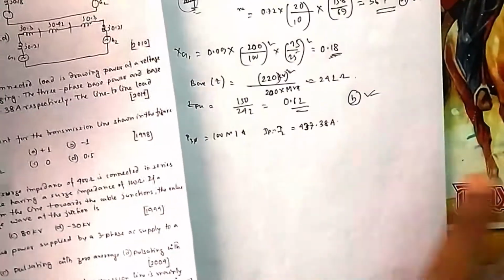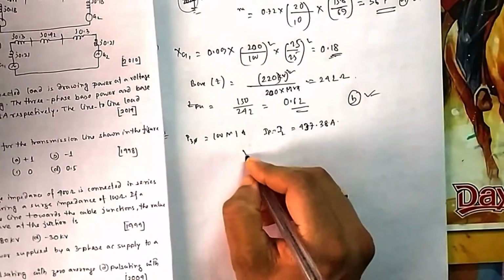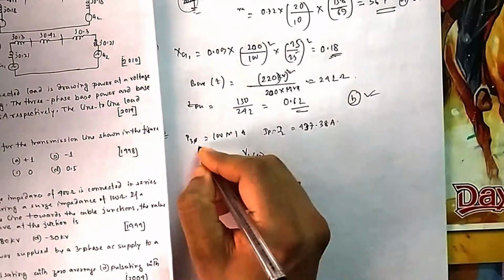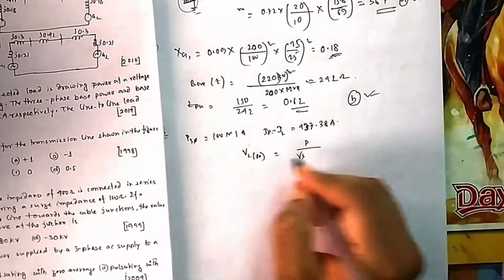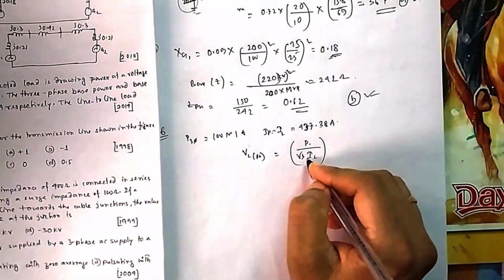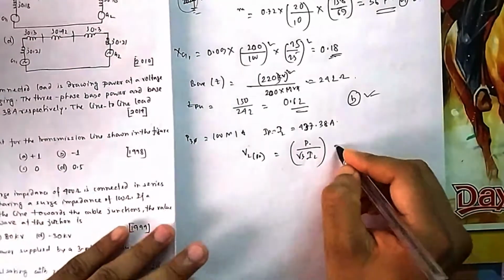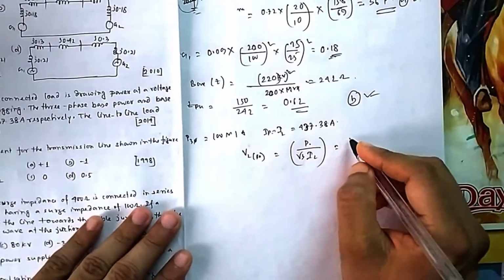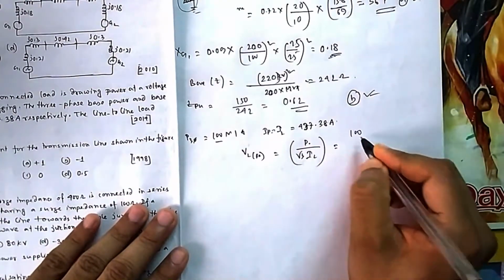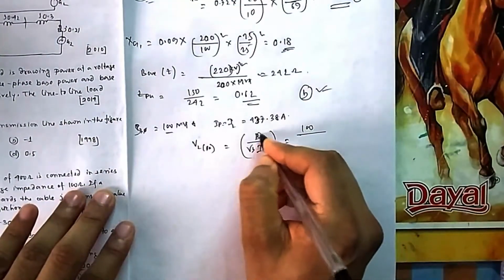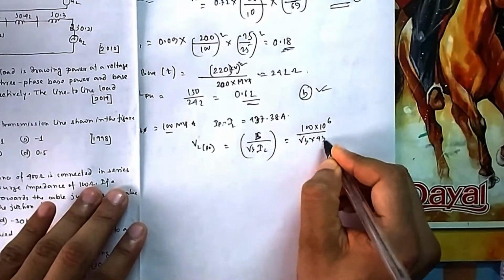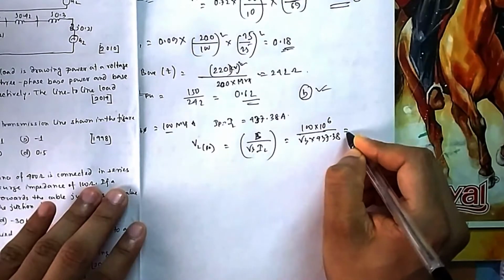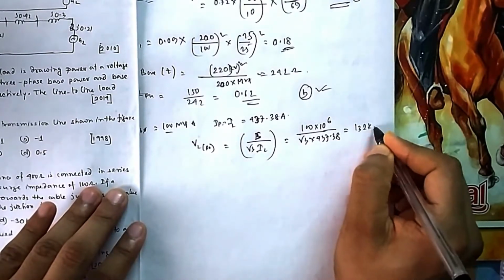So first you find the line to line base voltage, that means VL base we are calculating. You apply power equal to root 3 VL IL, or 3 VP IP. Here it is 100 MVA, that's why no cos is coming. It is not P actually, it is S, the apparent power. So it is 100 into 10 to the power 6 divided by root 3 into 437.38, and from here you get the base value, which is 132 kV.